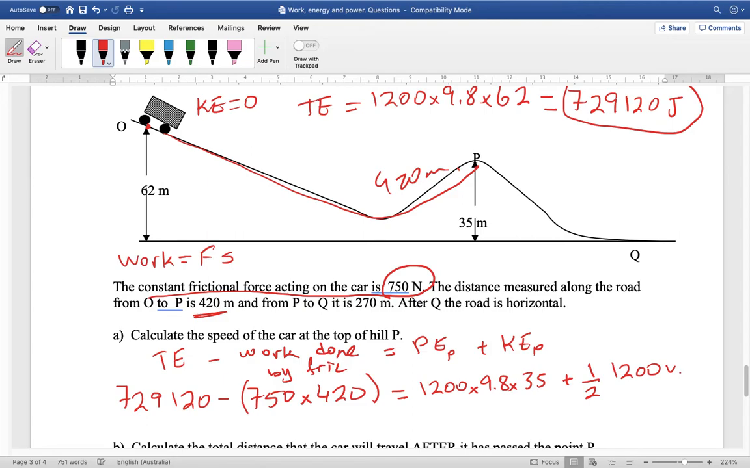And when I solve for P, I'm going to find about 2.0 meters per second. If you use 9.81, the answer is going to calculate to be 2.2.